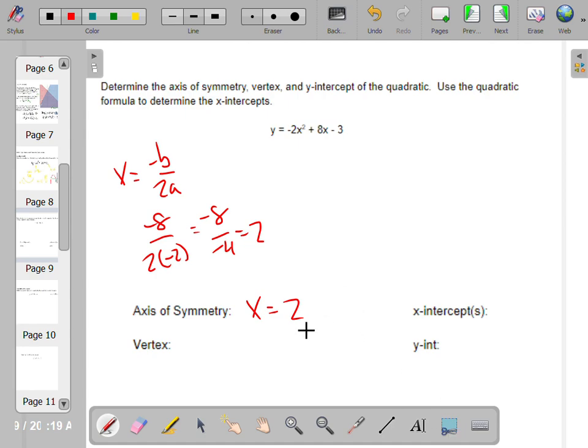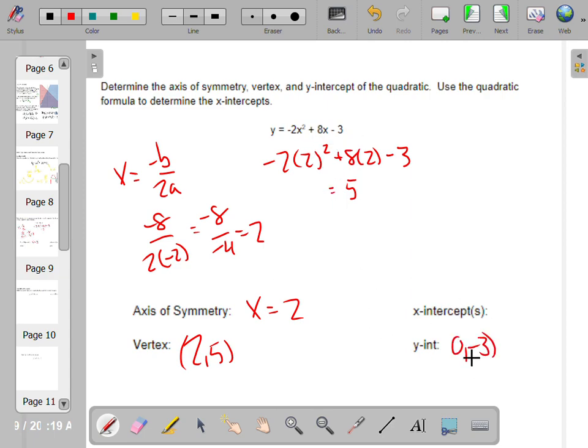The vertex, to find the vertex by hand, you plug in the axis of symmetry. So everywhere you see an x, you're going to plug in a 2. And when you do that, you get negative 8 plus 16 minus 3 is 5. So the vertex is at 2, 5. I'll come back to the x-intercepts. The y-intercept is at the end. When you plug in 0, you get negative 3.